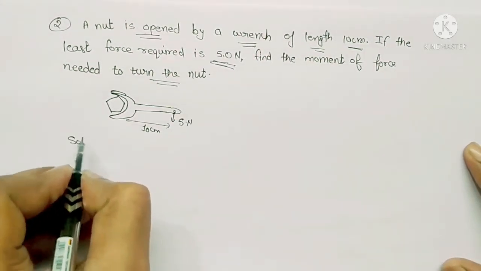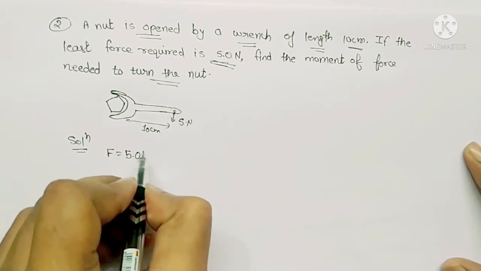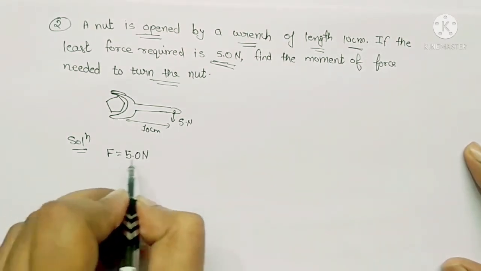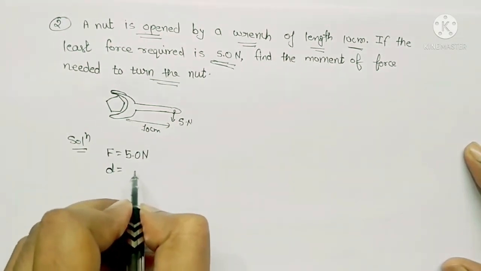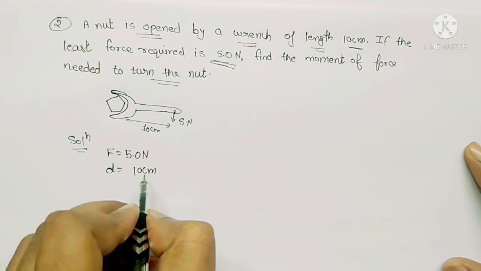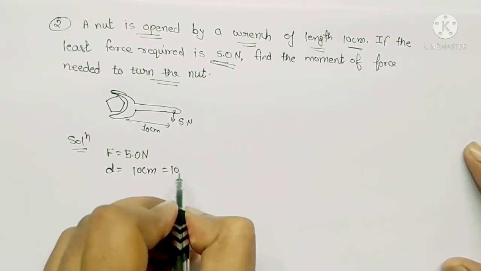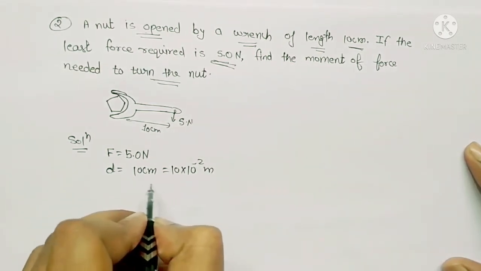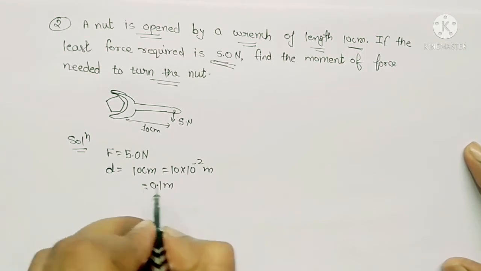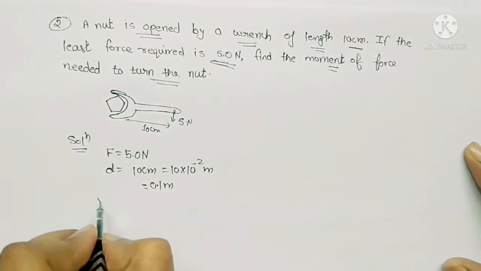So what will be the data? See, first write down the force. Force is 5 Newton. Then the distance, this perpendicular distance, I am writing it as D, is 10 centimeter. Now centimeter is the CGS unit for length, so we have to convert it into meter. So that is 10 into 10 raised to minus 2 meter, or you can write it as 0.1 meter, whatever you want. Now what is asked? Find the moment of force.